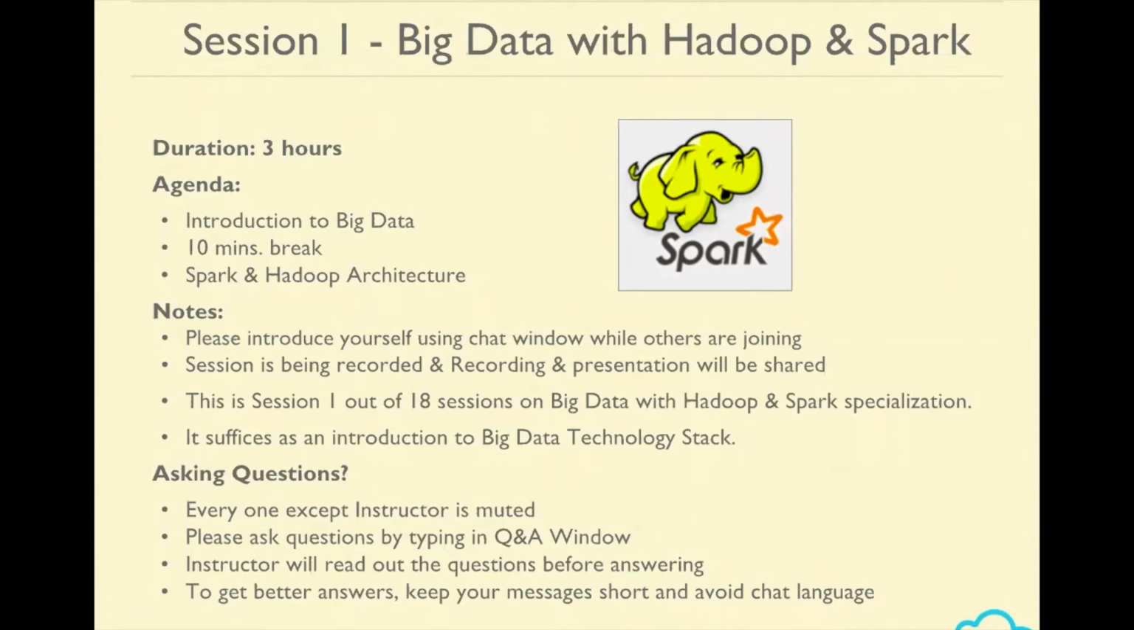This is session 1 out of close to 18, actually more than 18 sessions on big data with Hadoop and Spark. This course is basically a specialization having two courses, Hadoop and Spark. The first part of the course is focused on Hadoop, while the second part, half of the whole course, is dedicated only to Spark. This course is probably one of the best courses available today online, live as well as recorded, and probably one of the most comprehensive courses on Hadoop and Spark together. It goes for more than 18 sessions, generally up to 20 sessions, so be aware of that.